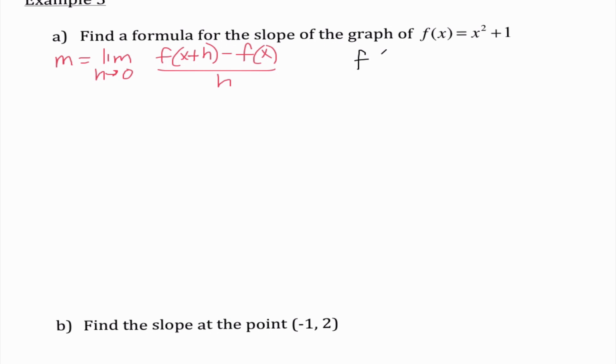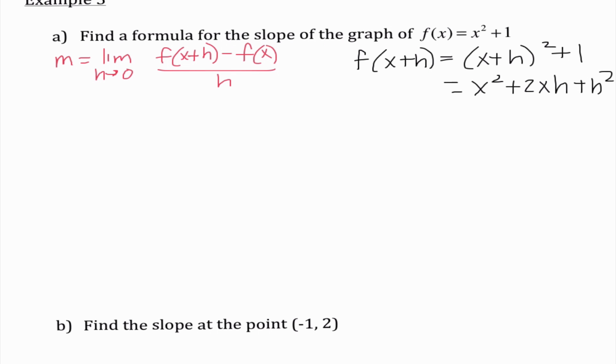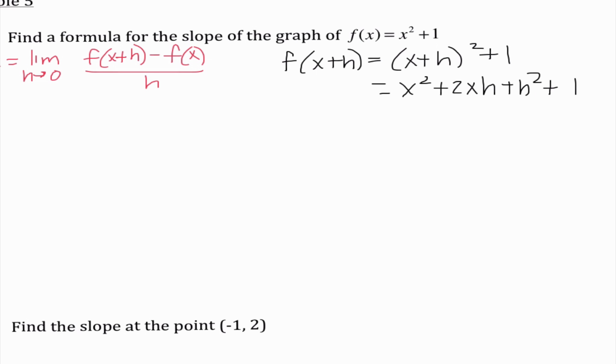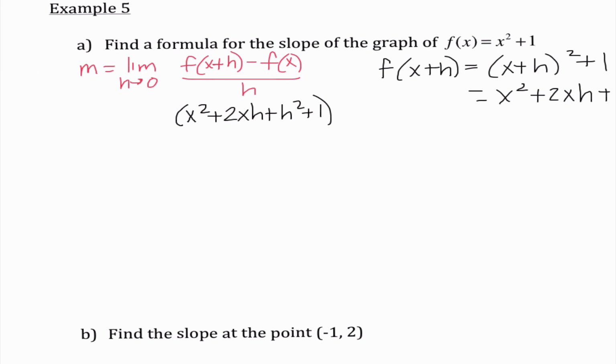So off to the side, I'm going to figure out, okay, in this case, what is f of x plus h? And that would be x plus h squared plus 1. So if I FOIL this, I get x squared plus 2xh plus h squared plus 1. So I'm going to go ahead and write that in. Okay, so I have the limit as h approaches 0 of this over h minus f of x, which is x squared plus 1.